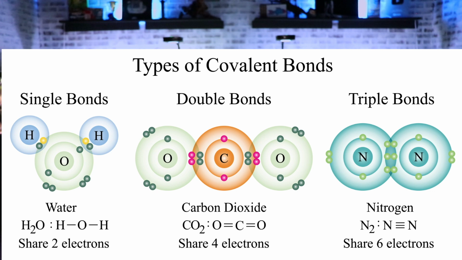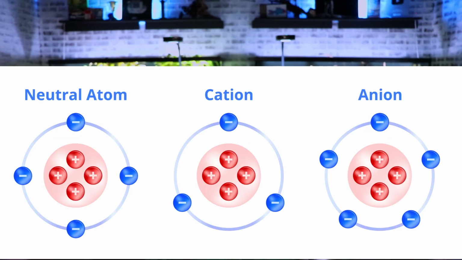And so, again, the point here is that you can have single, double, or even triple bonded molecules depending on the elements involved. Now, remember when I said for the biologically relevant elements, for the most part, the number of protons equals the number of neutrons, which equals the number of electrons. But that's not always the case. Sometimes the number of protons and the number of electrons can differ.